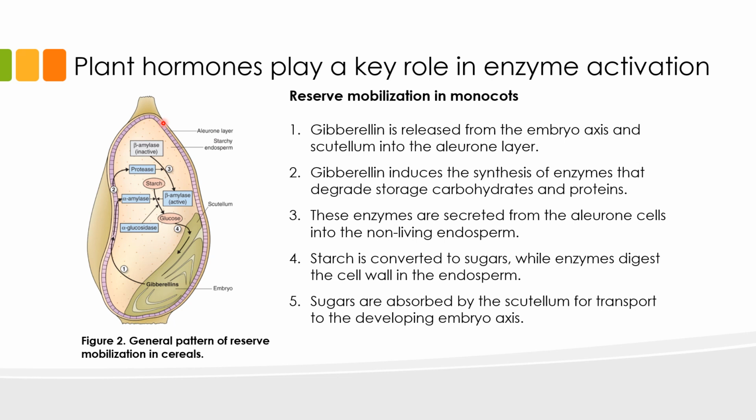These enzymes include proteases, amylases, and glucosidase. These newly synthesized enzymes are then transported to the starchy endosperm, where they start degrading the starch. The final product of starch degradation is sugar in the form of glucose. These sugars are absorbed by the scutellum for transport to the developing embryo axis.